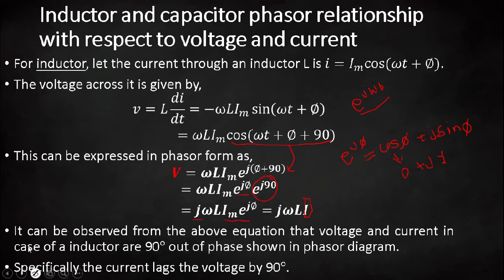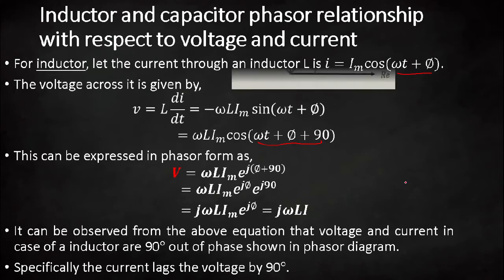Okay, let me just remove all this work right here. So we generally see that the voltage phasor and current phasor in case of an inductor are out of phase, and the phase shift between them, you can see right here: the current sinusoid is omega t plus phi, and the voltage sinusoid is given as omega t plus phi plus 90. So the phase shift between voltage and current is 90 degrees.